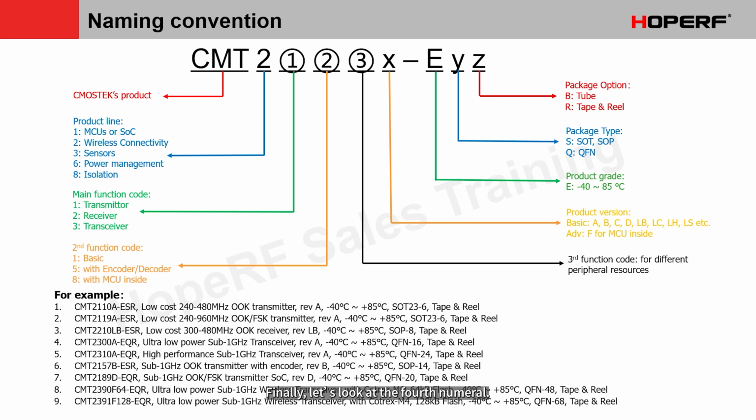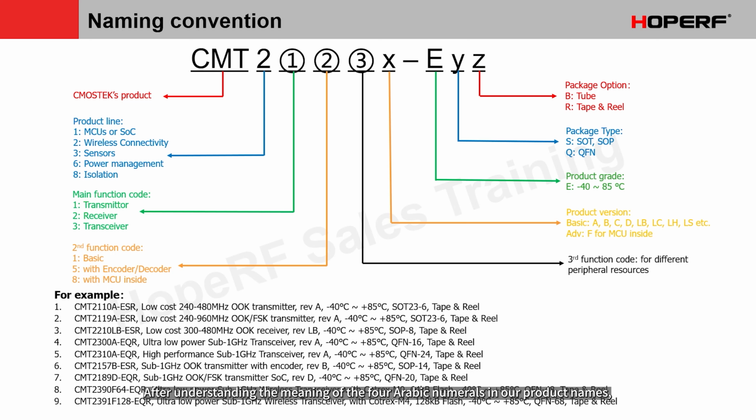Finally, let's look at the fourth numeral. The fourth numeral represents the chip's secondary function, or reflects the chip's resource capacity. Generally, a larger value means more resources, which can be interpreted as a higher specification level within the same product series.